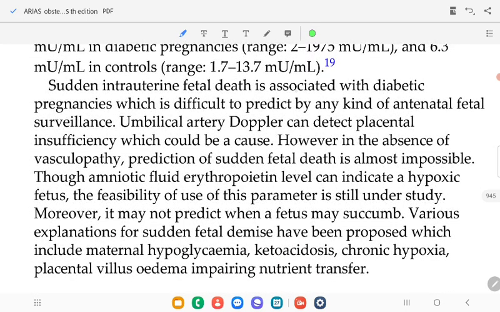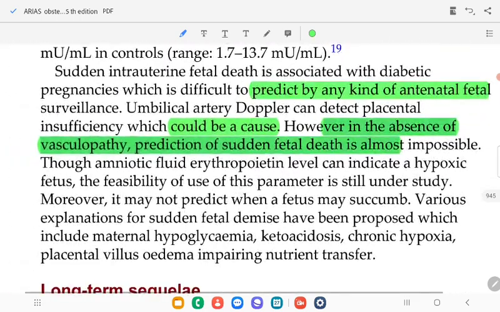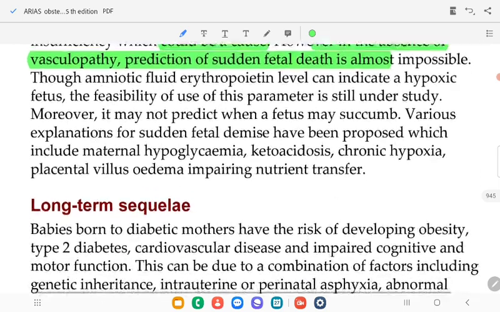Sudden intrauterine fetal death is associated with diabetic pregnancy, which is difficult to predict by any kind of antenatal fetal surveillance. Umbilical artery Doppler can detect placental insufficiency, which could be a cause. However, in the absence of vasculopathy, prediction of sudden fetal death is almost impossible. Though amniotic fluid erythropoietin level indicates fetal hypoxia, the feasibility of using this parameter is still under study. Moreover, it may not predict when a fetus will succumb.